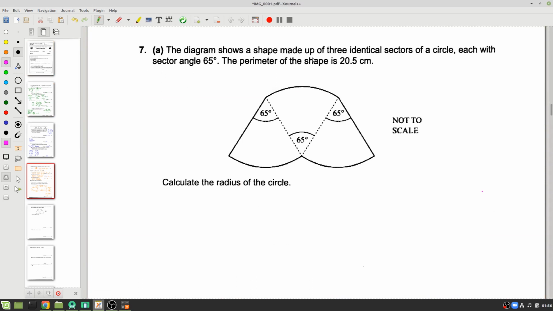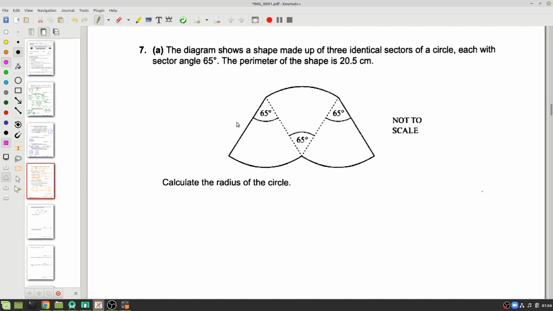So the diagram shows a shape made up of 3 identical sectors. So here's 1, 2, 3 identical sectors, each with a sector angle of 65 degrees, as we can see. And the perimeter, the total outside length, is 20.5 centimeters. And they ask us to find the radius of the circle.